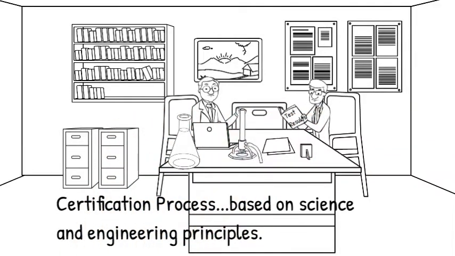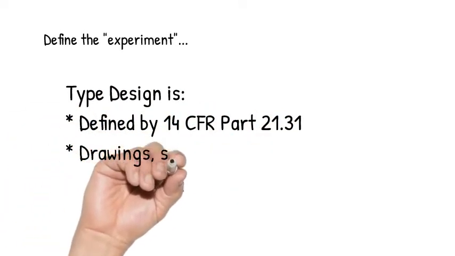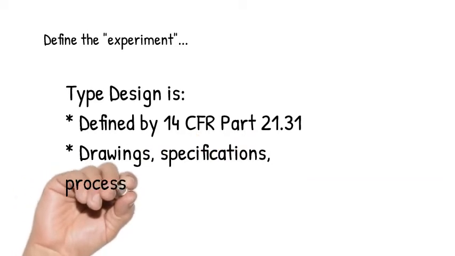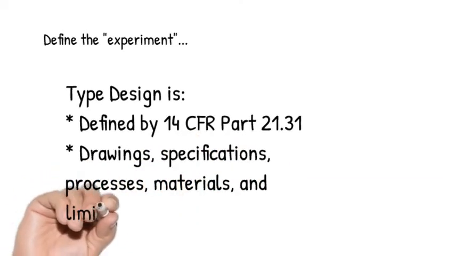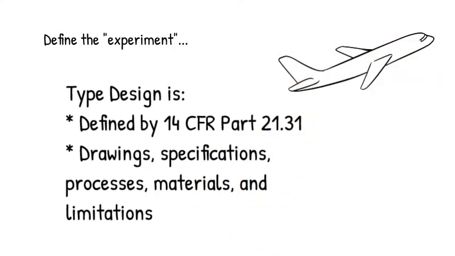It's the details that make things a bit more complex, especially when we're working with airplanes that the public fly in. The first step, define what the experiment is about, can be a lengthy task, and we call it type design. The type design for an airplane is defined by Regulation 14 CFR 21.31, which says it consists of the drawings, specifications, processes, materials, and limitations that define an aircraft.